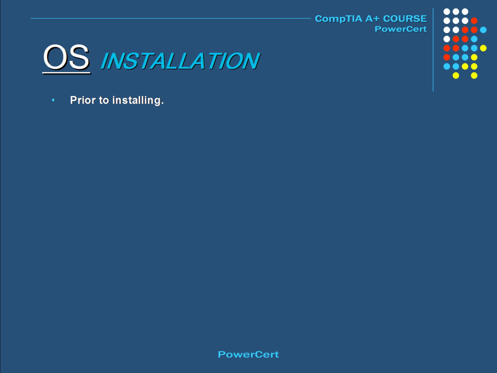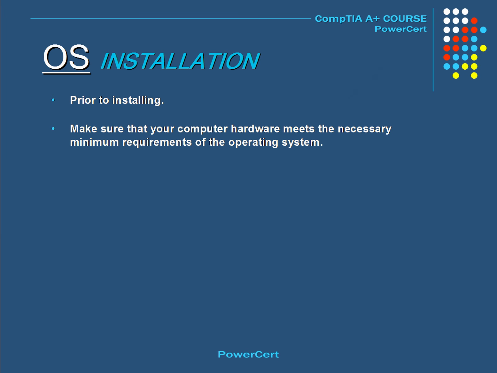Prior to installing a Windows operating system, there are a few things you need to do first before you install it. The first thing to do is to make sure that your computer hardware meets the necessary minimum requirements of the operating system that you're going to install.